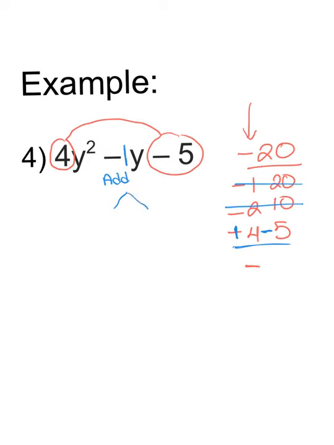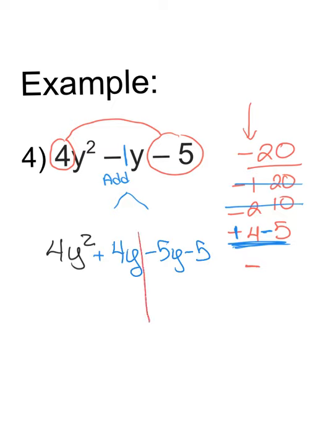So I'm going to rewrite the problem. 4y squared. Use these terms to expand the middle, plus 4y minus 5y minus 5. Again, I'm going to cut this down the middle. On the left, my greatest common factor is 4y. So if I pull that out, I'm left with y plus 1.